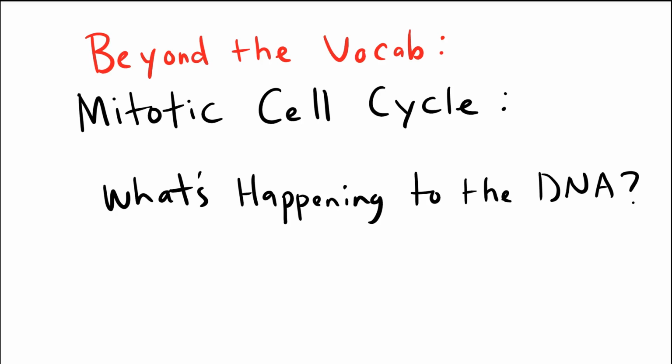Hi everyone, Doc Ron Bio here again to discuss an important aspect of the mitotic cell cycle. That is the genetic material, the DNA, throughout the process. The DNA is changing throughout the process, and understanding what is happening to it in each phase is an important step in fully understanding what this process is all about, and it is an important biological process.